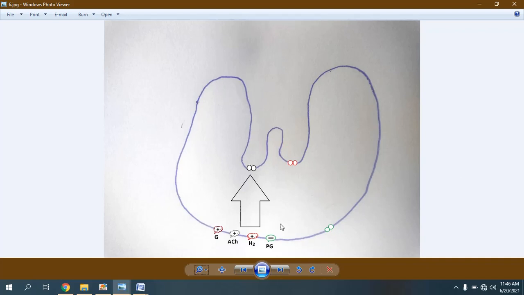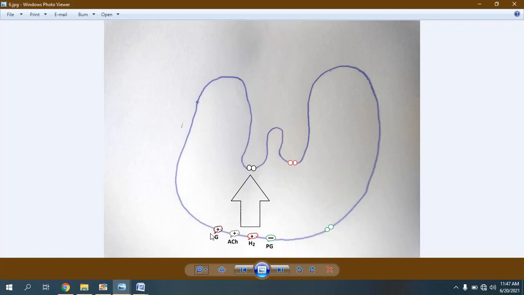Four types of receptors are there inside the parietal cell on the basolateral side of the parietal cell. Three types of receptors increase the activity of the proton pump, or activate the proton pump to secrete the proton, and one type of receptor inhibits this proton pump. So these three receptors are activatory or excitatory, and this one is inhibitory.